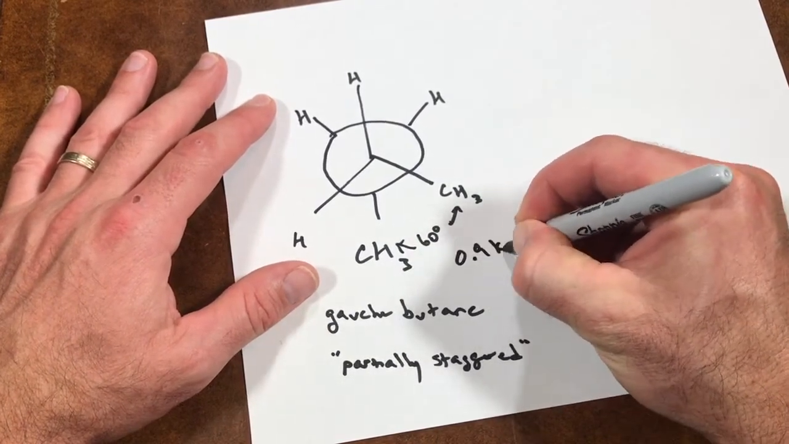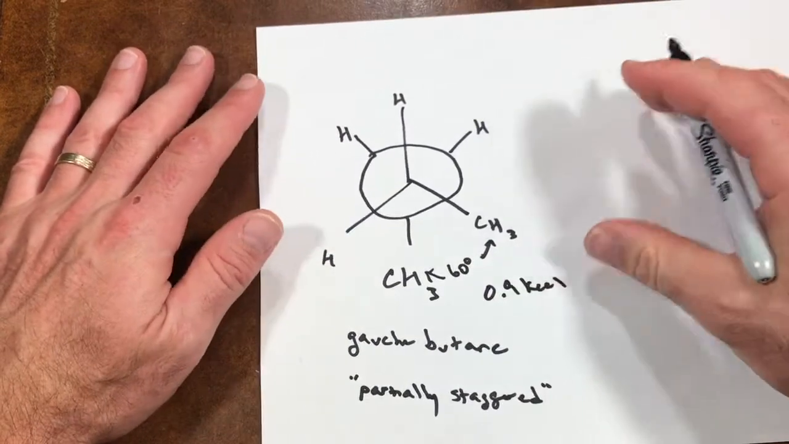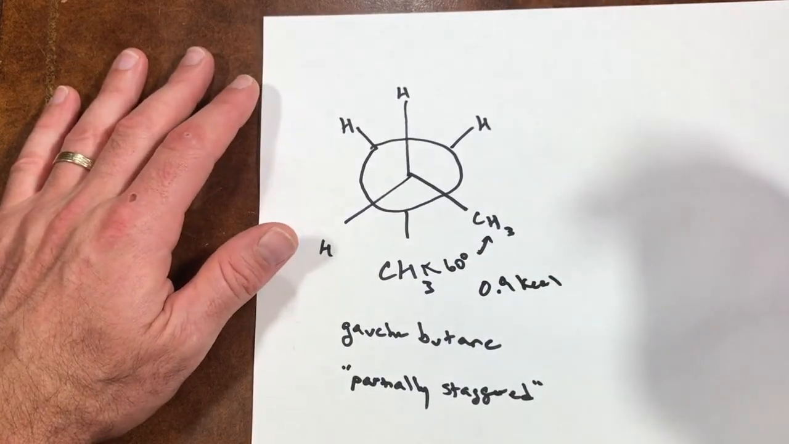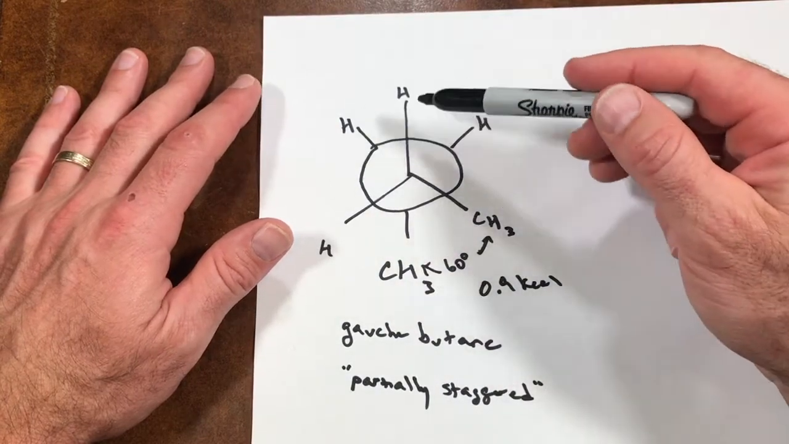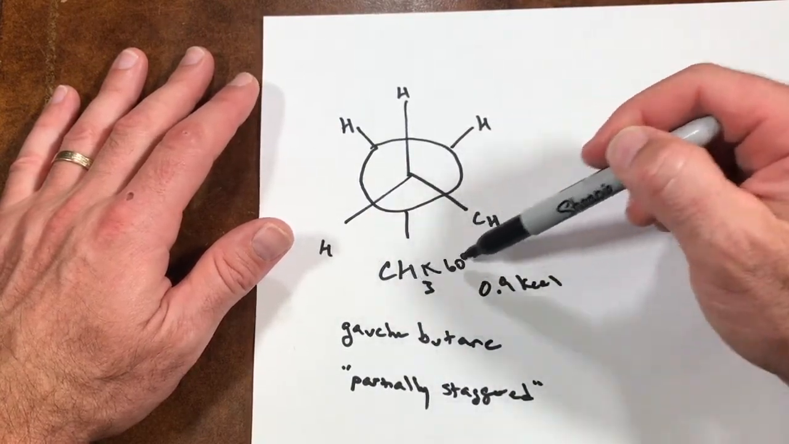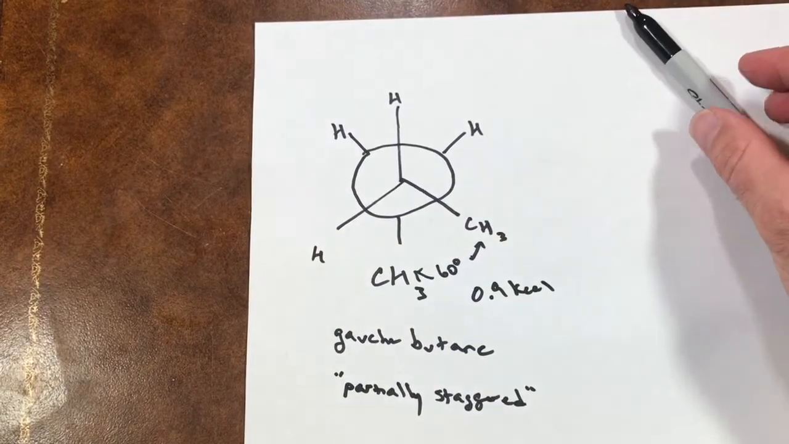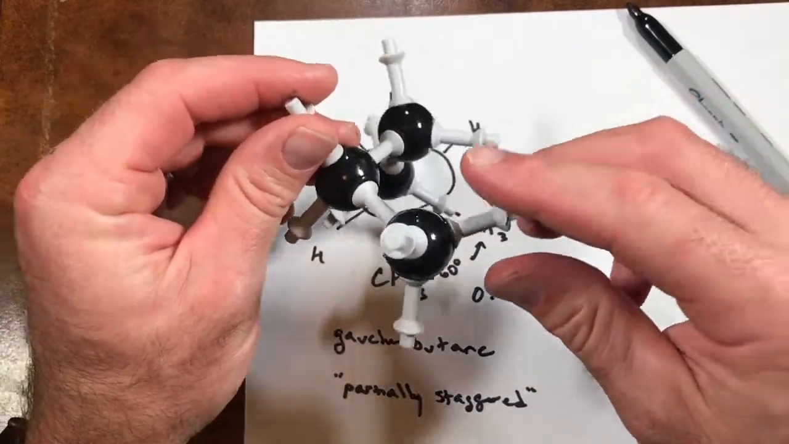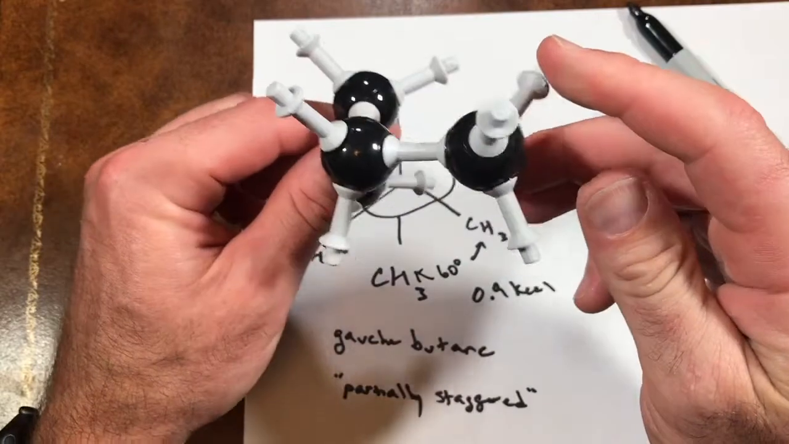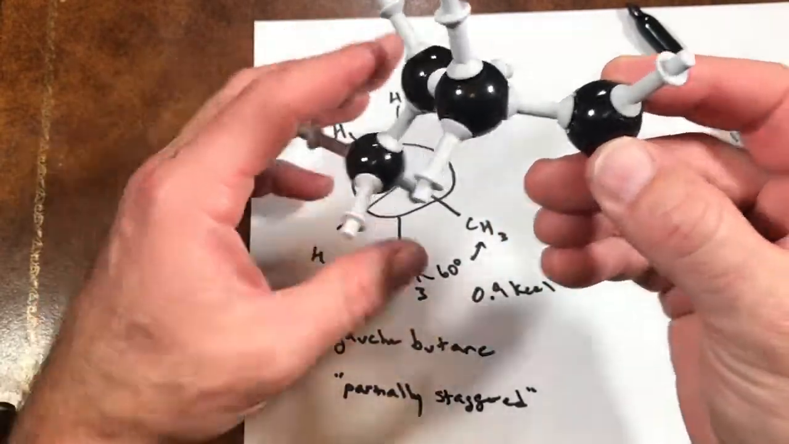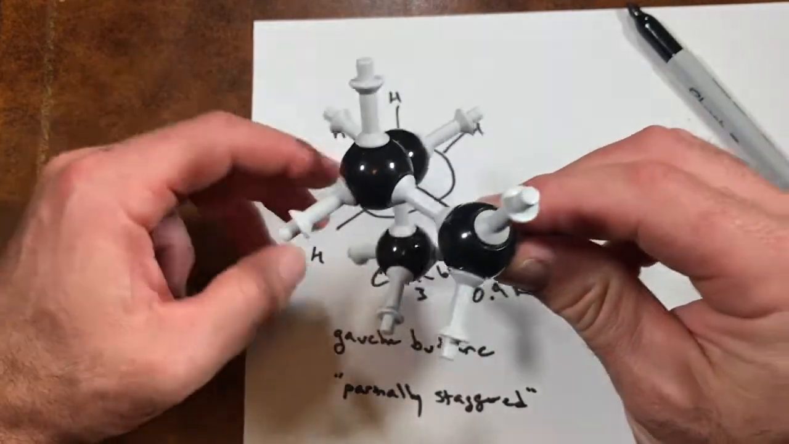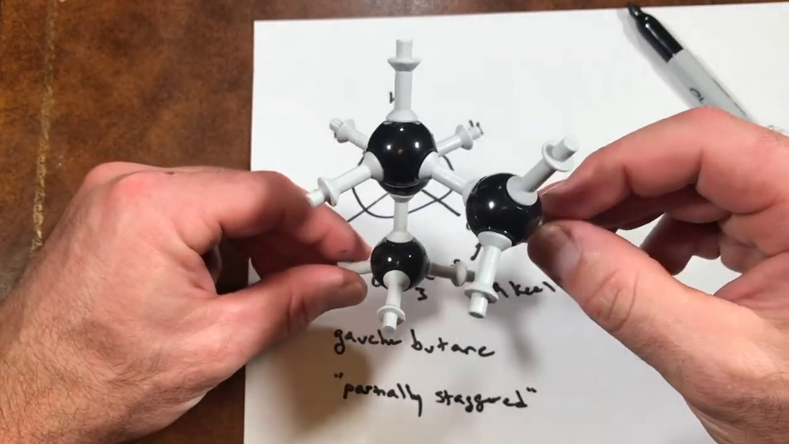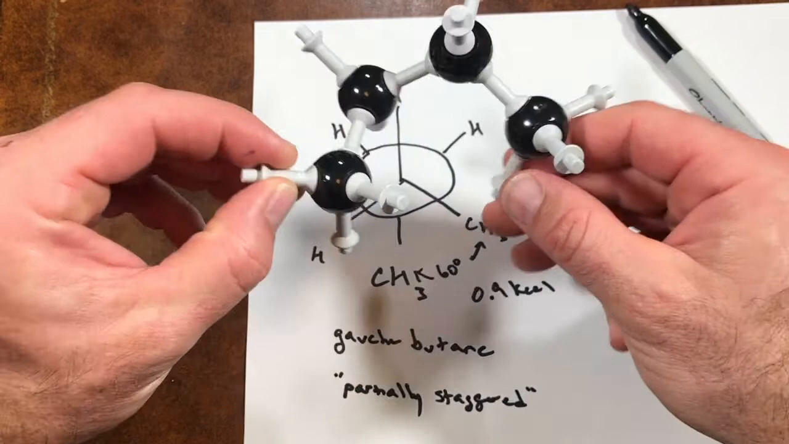It's 0.9 kcals per mole. You'll notice that it's not quite as bad as the torsional strain from an HH eclipsing interaction, but it is significant in that it is something that the molecule would like to relieve if at all possible. Just to make sure that we're all on the same page here, let's rotate everything so that we can actually see that Gauche interaction.